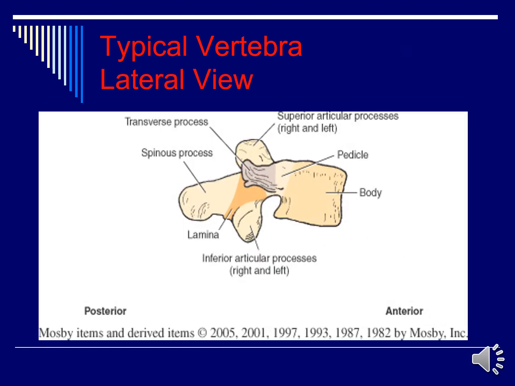Looking at your diagram from the lateral perspective, you can see the superior articular process and the inferior articular process, which sit above and below and just posterior to the transverse process. And then anterior to those articular processes are the vertebral notches, the superior and inferior, which make up the intervertebral foramen.